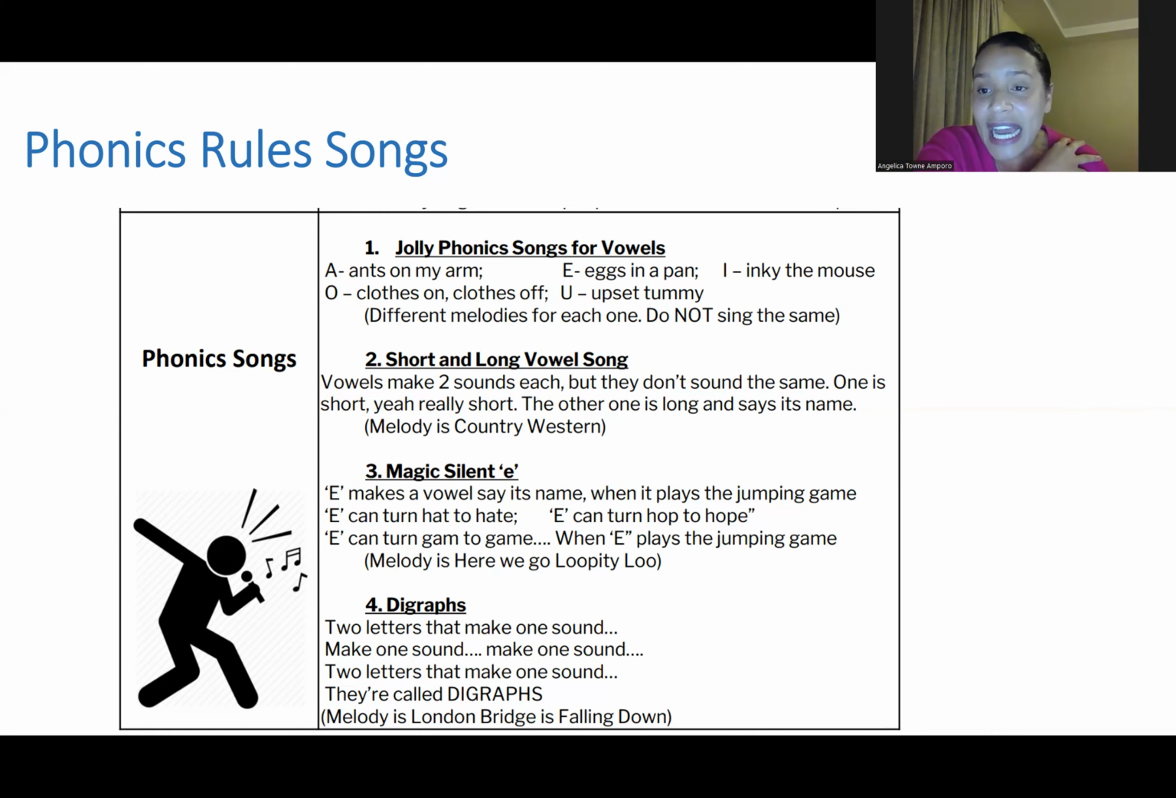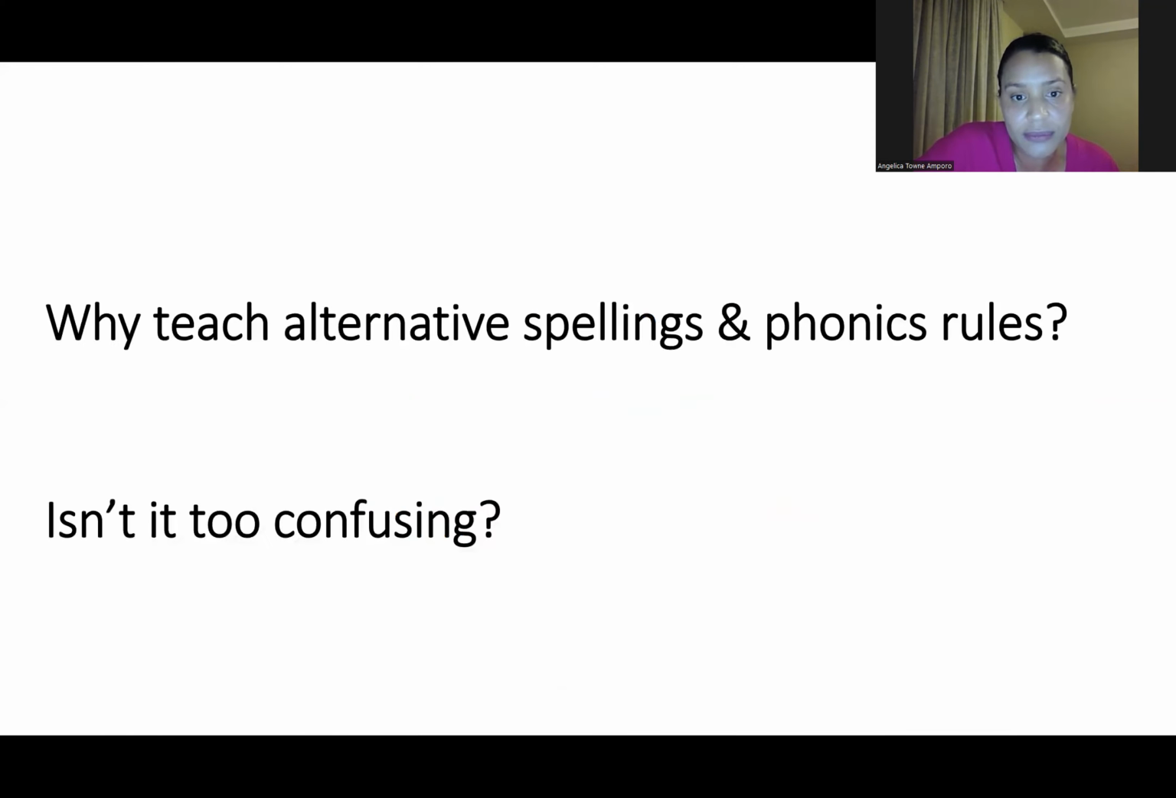And the last thing is digraphs. Digraphs is a very technical term, which is not necessarily necessary for the learners to know, but the concept is very important, which is that there are 2 letters that can make one sound. And you sing it in a cute little way. 2 letters that make one sound, make one sound, make one sound, right? It's just to get them to understand this concept that when you see 2 letters together, they form a little team and they make one sound.